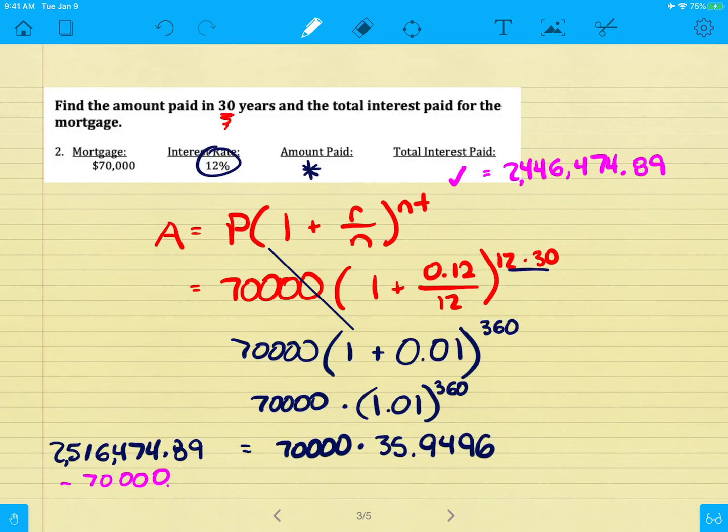Some banks will say, yeah, we'll take that, but you're not going to be able to afford that home if you look at what the monthly payments would be. And that's what the next couple questions are based on. All right, let's jump into it.